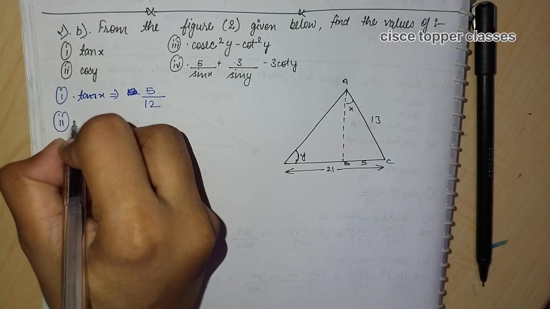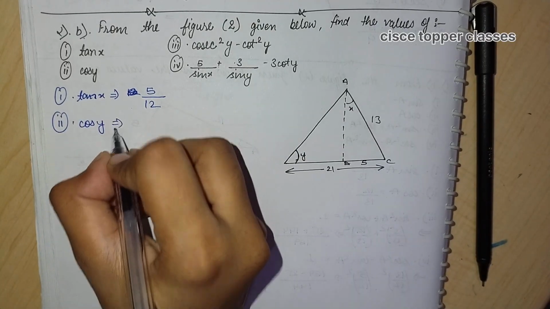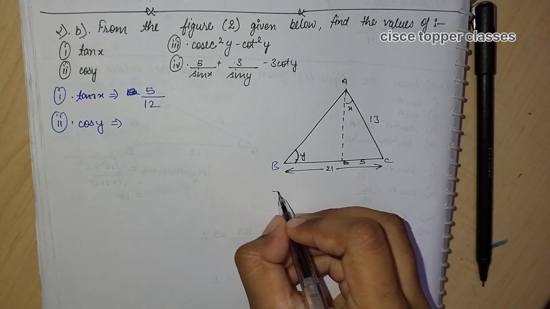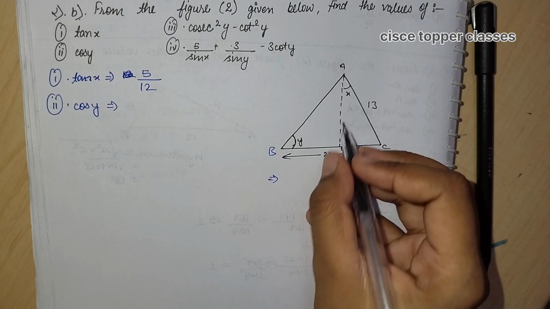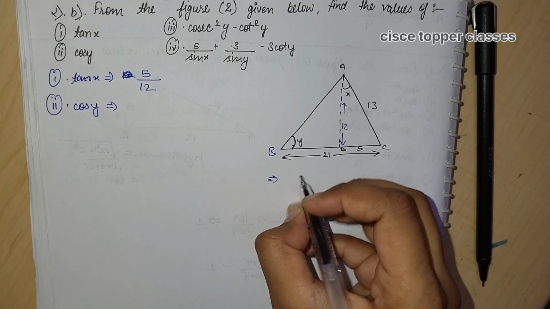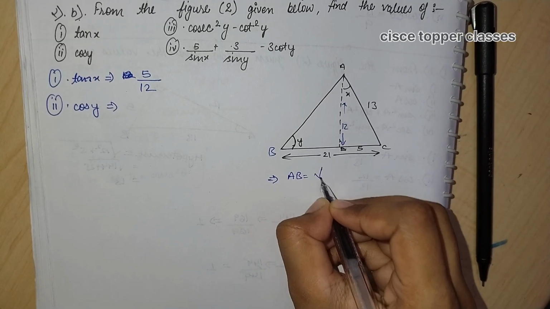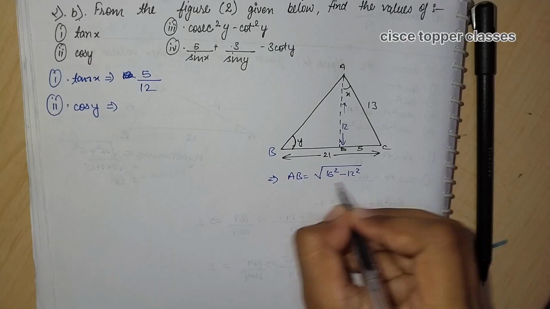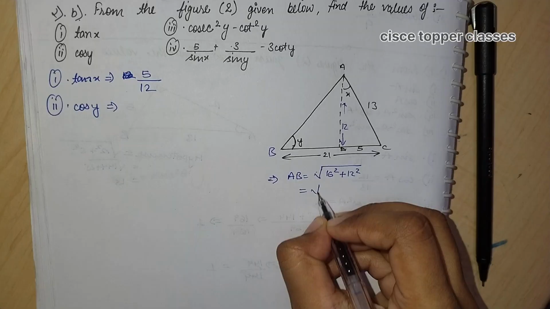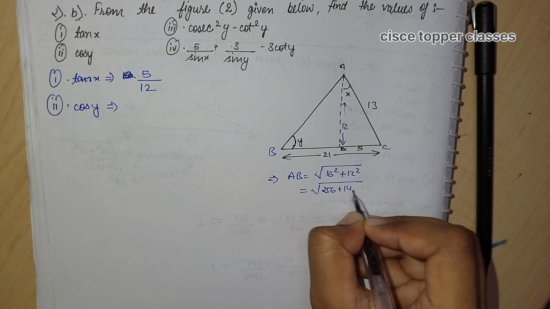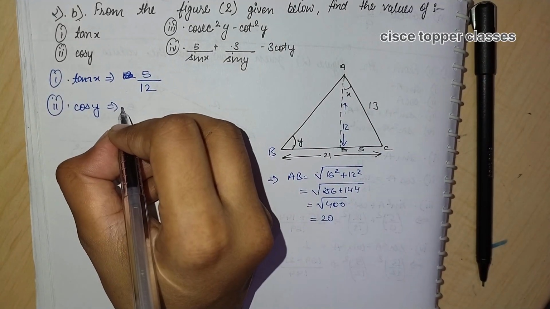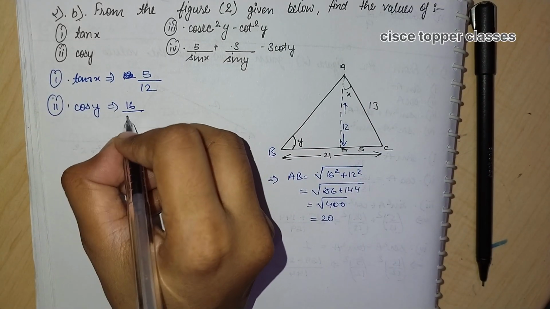Now the second part we have to find is cos y. To find cos y, firstly we will find the value of AB. This will be 12 here, and here 21 minus 5 will be 16. This is the hypotenuse here, so we will add 16 square plus 12 square. So under root 256 plus 144 will be under root 400, means 20 is the value of hypotenuse here. So cos y will be 16 divided by 20.